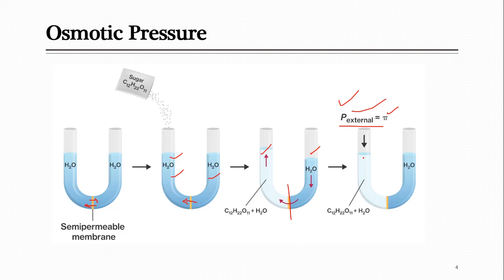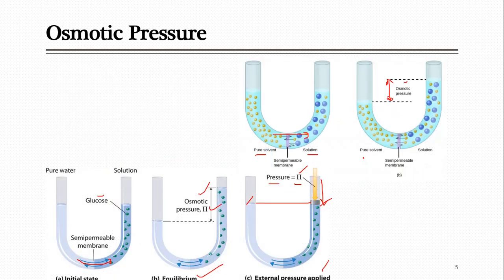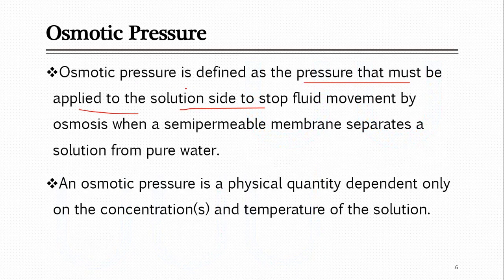The solution side is the side where there is solvent as well as some amount of solute, towards which the pure liquid was moving. So osmotic pressure is the pressure applied to the solution side to stop the movement of pure solvent by osmosis, when a semi-permeable membrane separates a solution from pure solvent, for example water here. It is not always necessary to have water, but commonly the examples use water. So osmotic pressure is the pressure applied externally to avoid the movement of fluid from low solute concentration to high concentration by osmosis through a semi-permeable membrane.